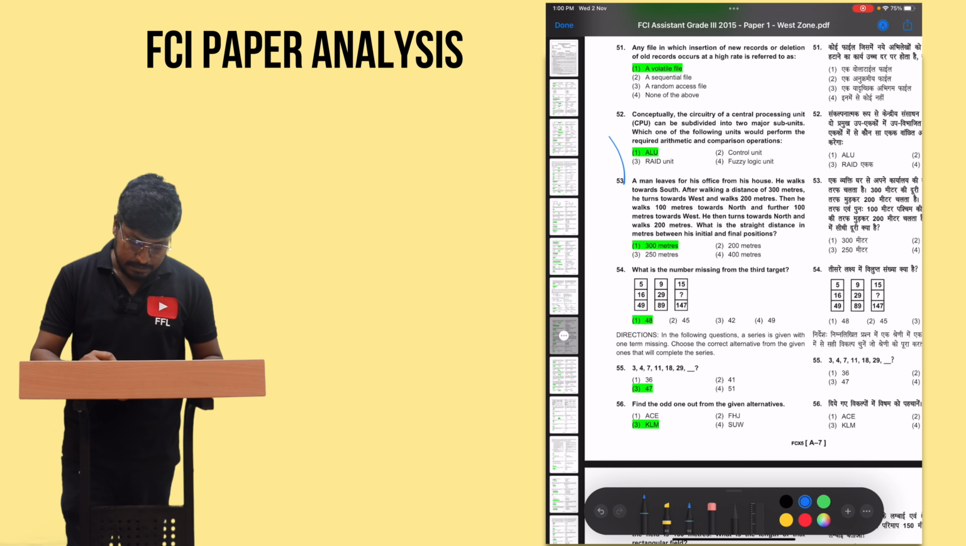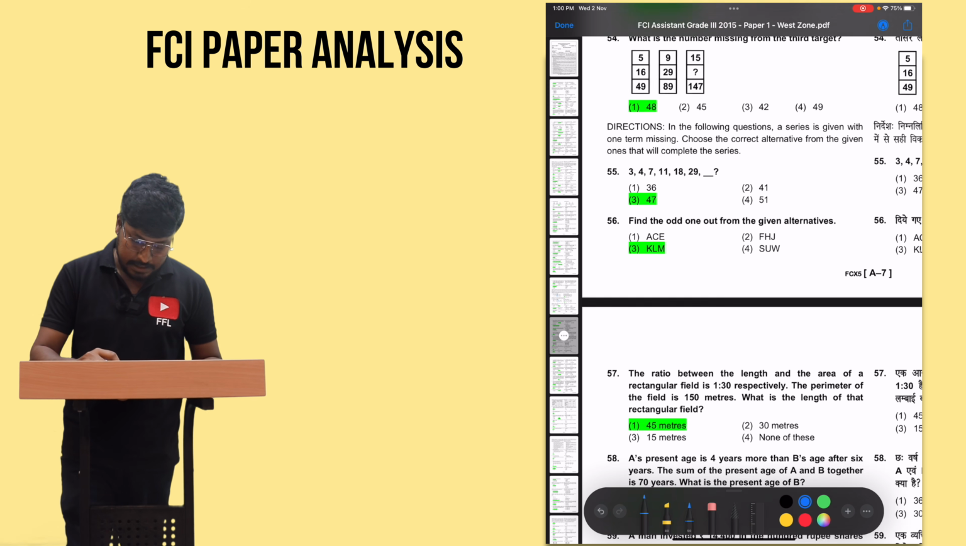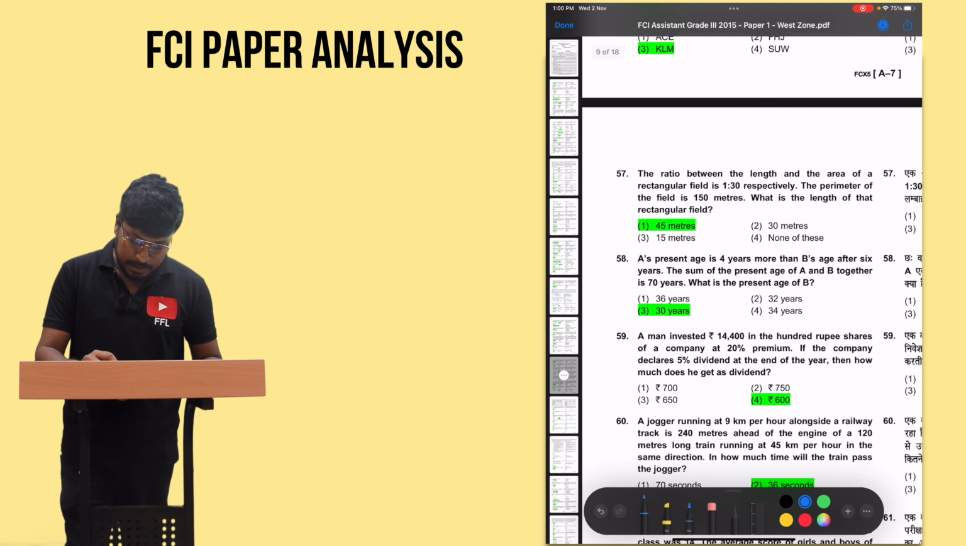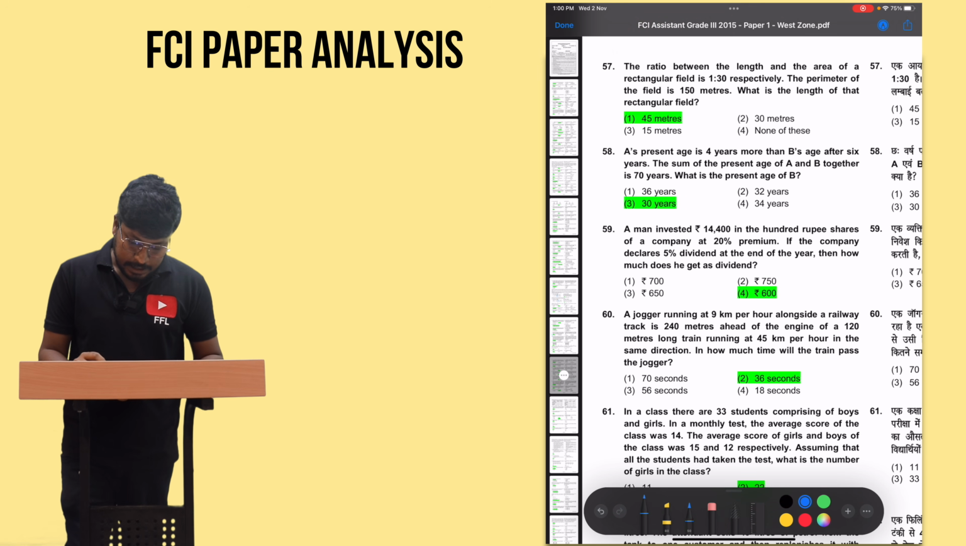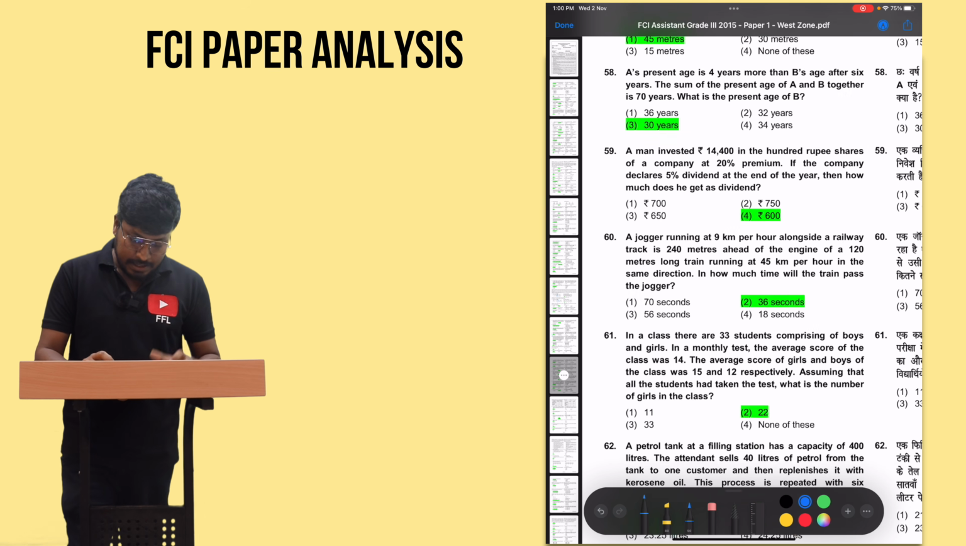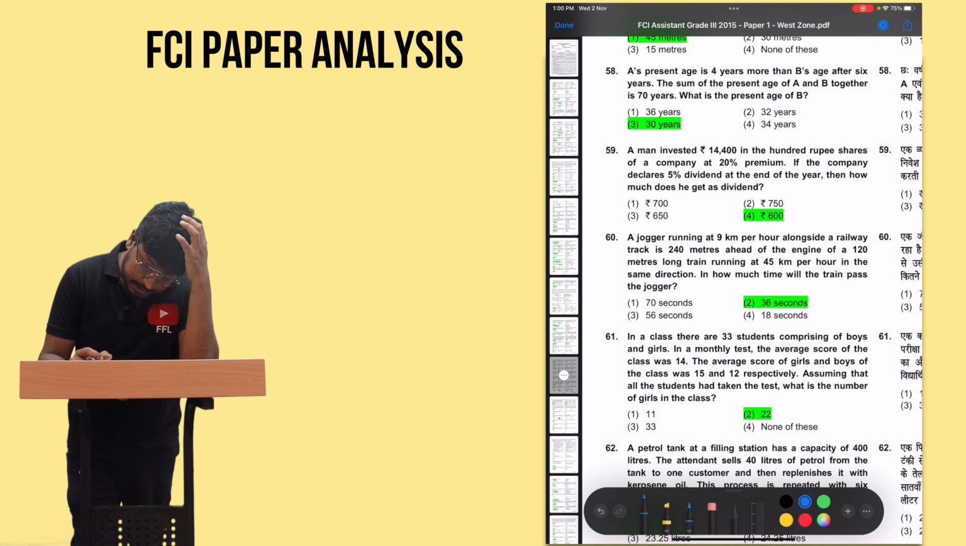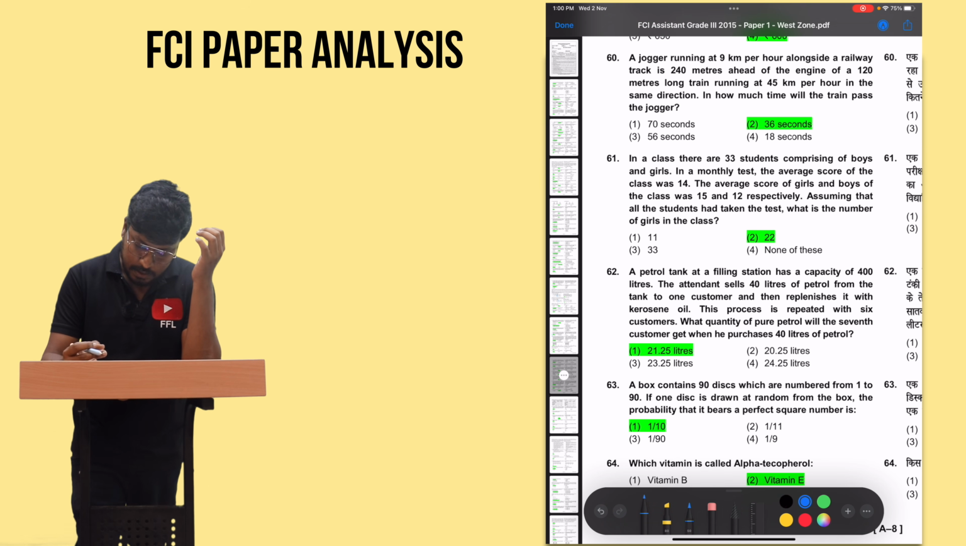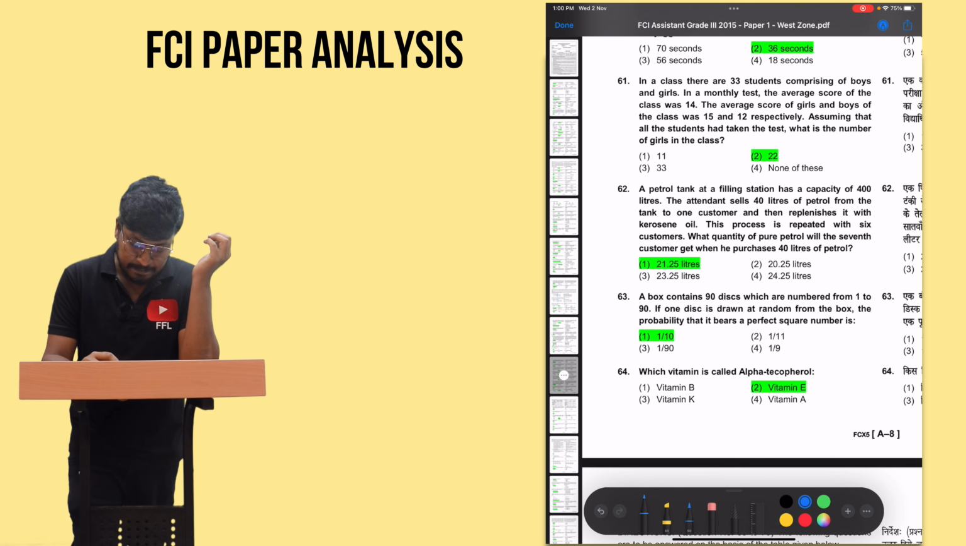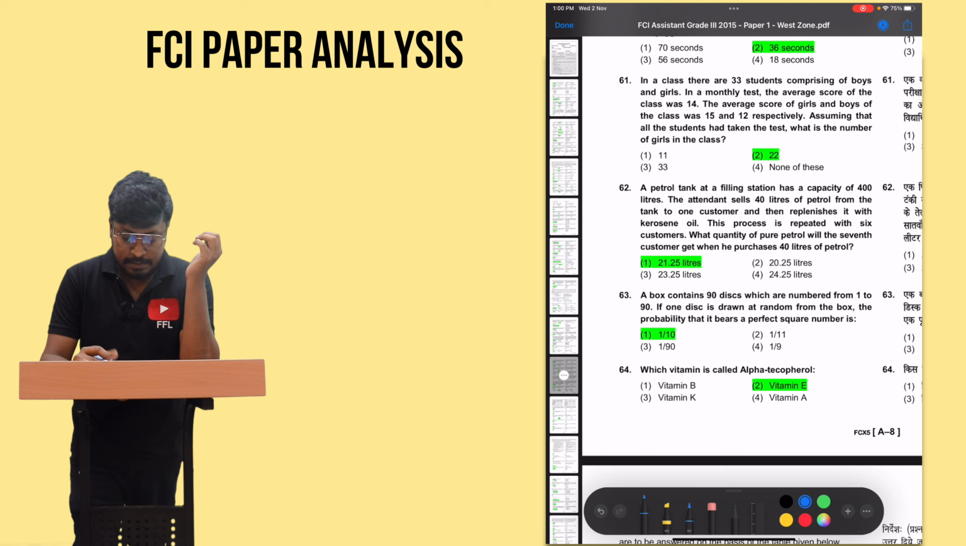So missing numbers, ratio and proportion, problems on ages. A man invested, so here you can find a compound interest question. And then, in a class there are 33 students comprising boys and girls. Again a caselet question or a normal question. A petrol tank in a filling station, allocation and mixture. A box contains 90 discs, probability.